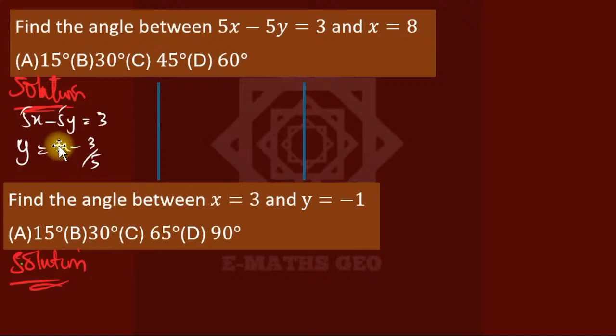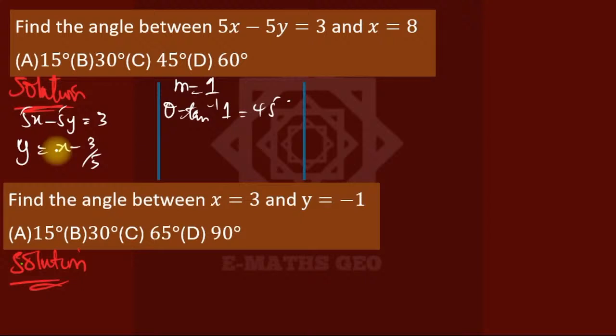From here, the coefficient of x is always the slope. So here we see that the slope m will be 1. Therefore, theta will now be arctan of 1, which is 45 degrees.